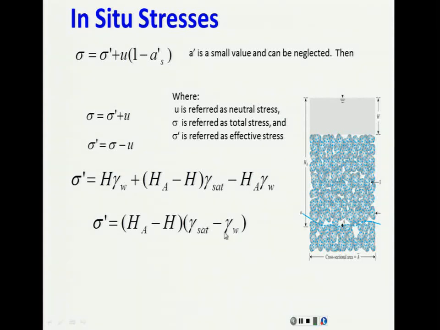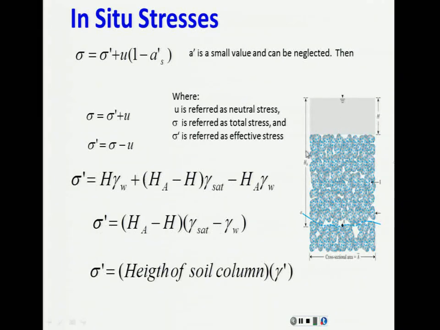What is gamma saturated minus gamma water? At least answer it in your mind. Yes, that's it. That's gamma submerged. So basically, for this particular example, you can calculate the effective stress just by getting the height of the column of soil multiplied by the gamma submerged of that soil.